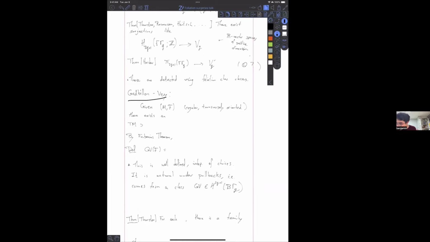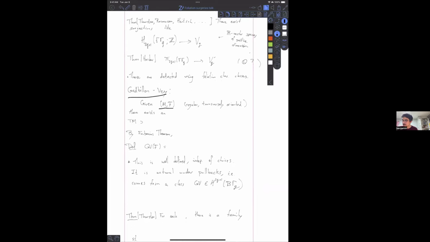Let me simplify a little. Let me take a regular transversely oriented foliation of codimension Q. There exists a form omega that's totally decomposable, that kind of characterizes the foliation. So the tangents of the leaves are exactly the vectors that annihilate this omega. If you take any vector tangent to your foliation and hook it into this form, it'll kill it.